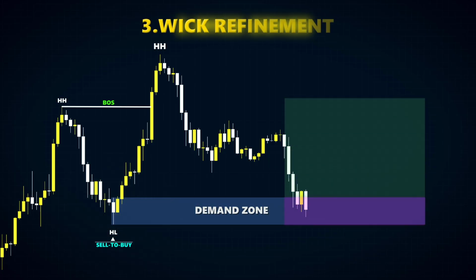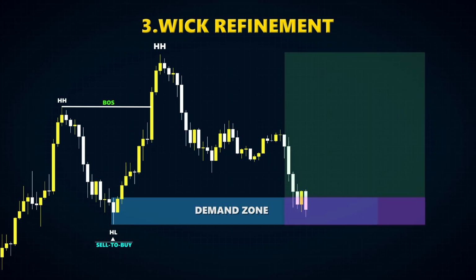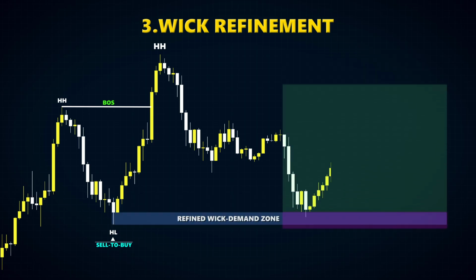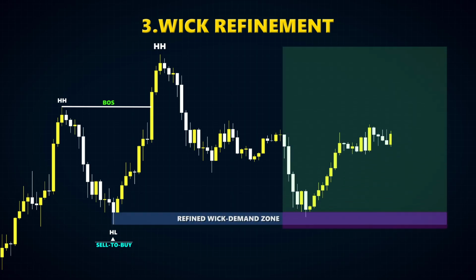The third step is wick refinement. Instead of marking the whole candle as your zone, just use the wick. That's usually where the real orders were placed, and it helps you get a better entry with lower risk.